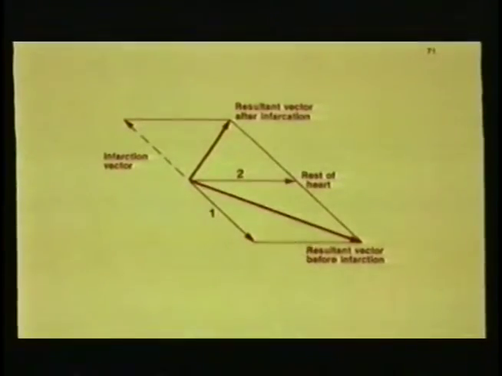71. Loss of vector 1 establishes an infarction vector of equal but opposite magnitude. This causes a dramatic shift in the resultant vector after myocardial infarction.